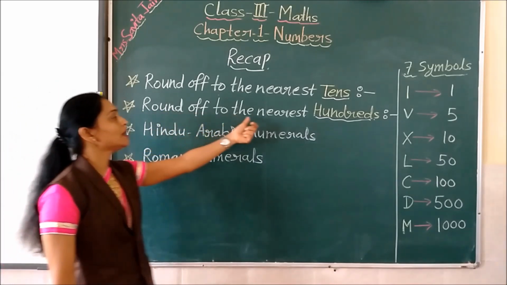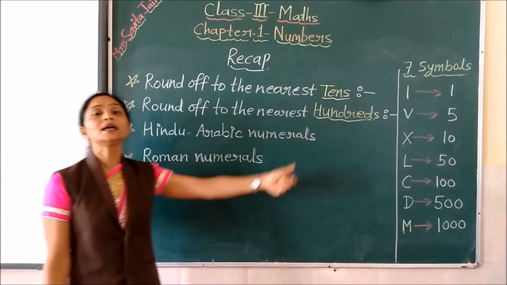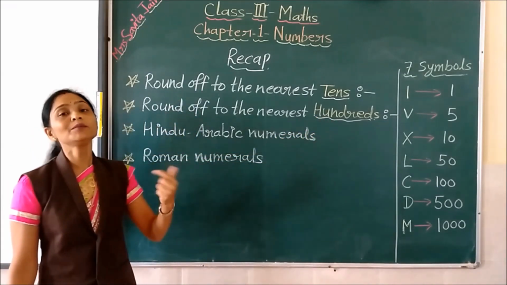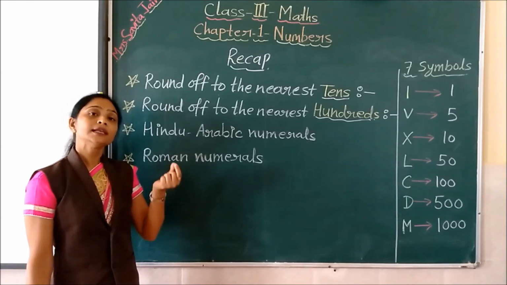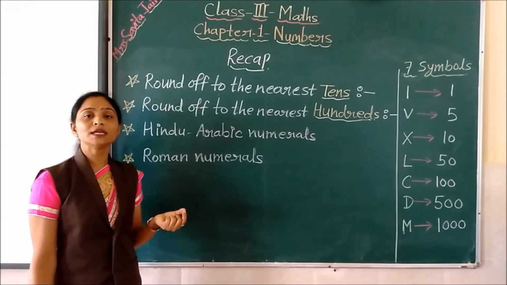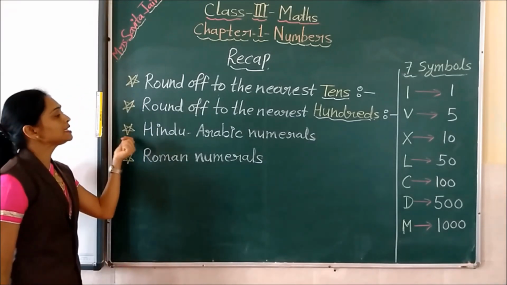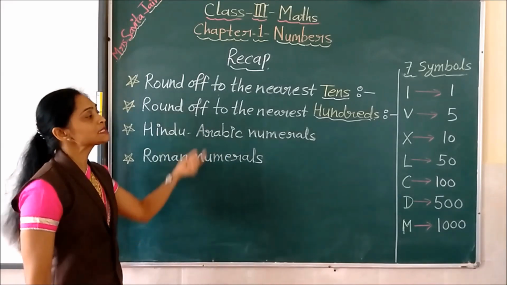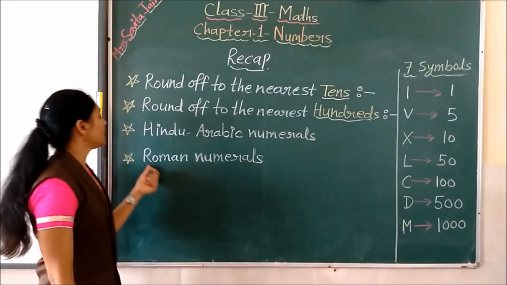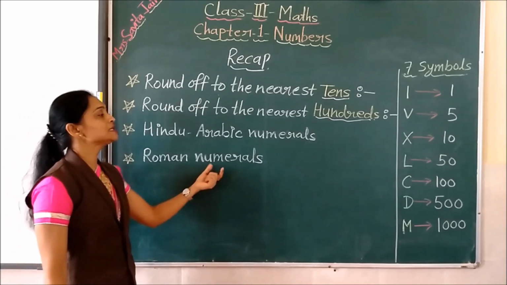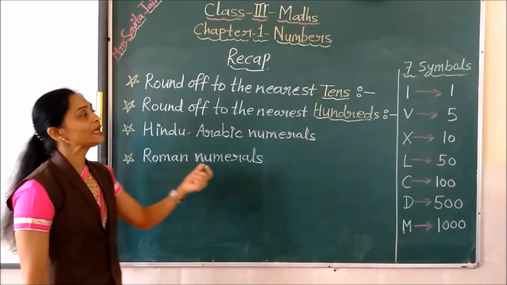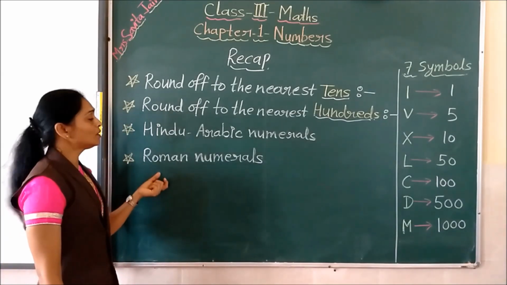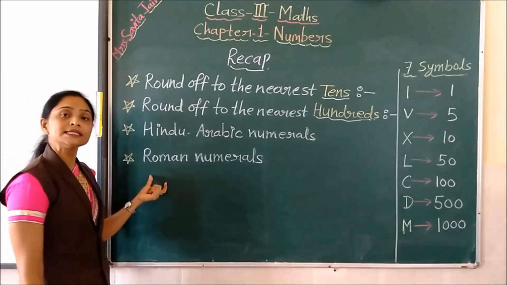And for round off to the nearest hundreds, we have to see the tens place digit. Yes children, we have to see the tens place digit, and same rule we have to follow for less than 5 and equal and more than 5 also. Then we have seen how to write Hindu-Arabic numerals in Roman numerals using these symbols and how to convert Roman numerals into Hindu-Arabic. So for that we have used these 7 basic symbols and we have learned some rules also. So like this we have learned all these topics.